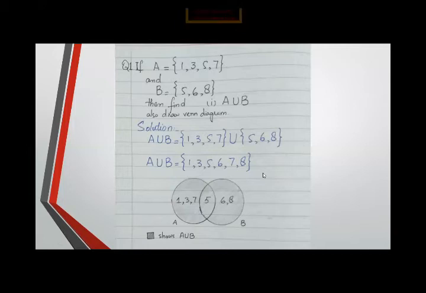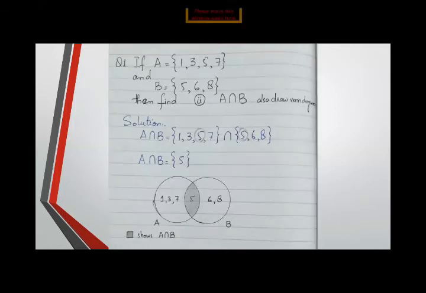Okay, students, we have to move to another example. This is also an example of overlapping sets, with the same sets. If we have set A equal to 1, 3, 5 and 7, and set B equal to 5, 6 and 8, now here we find A intersection B. In today's lecture we discuss the intersection, so here we find the intersection and also draw the Venn diagram.